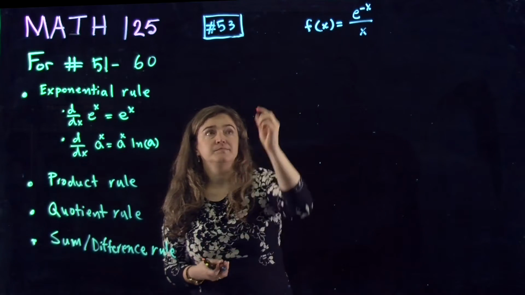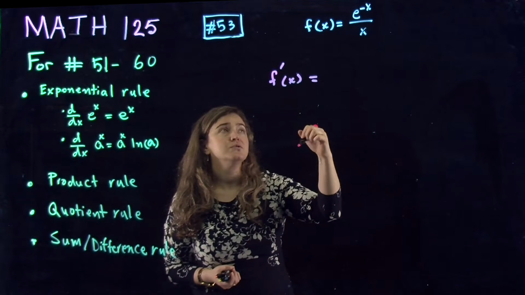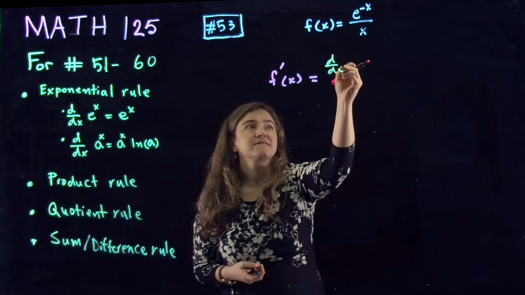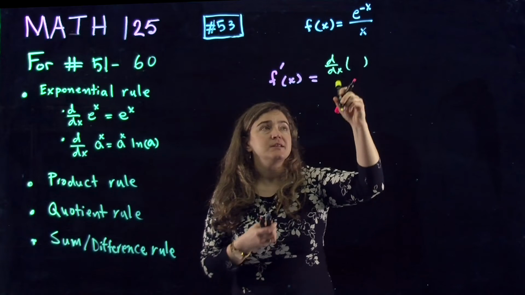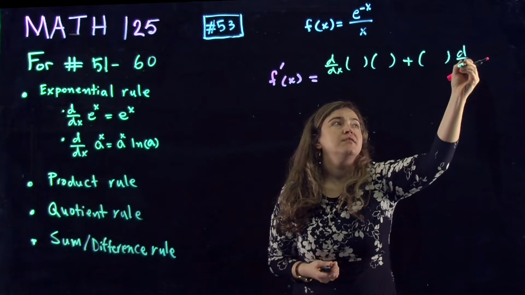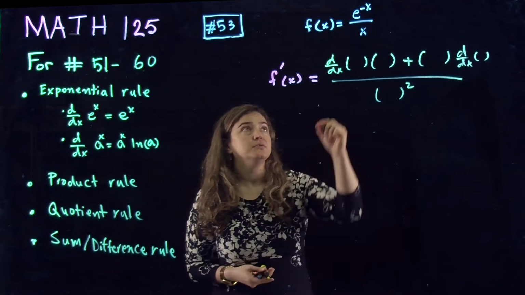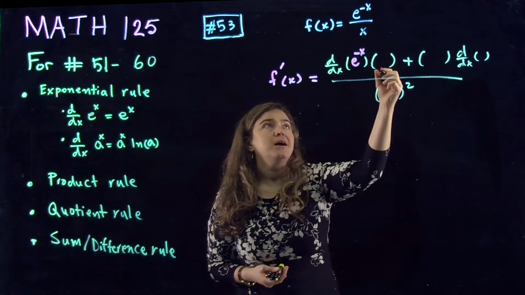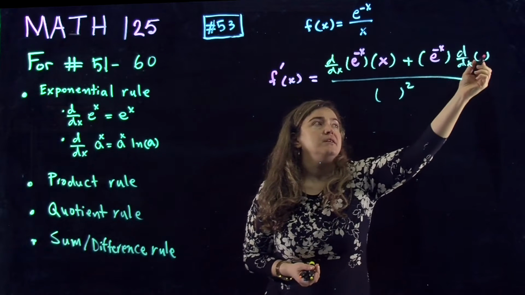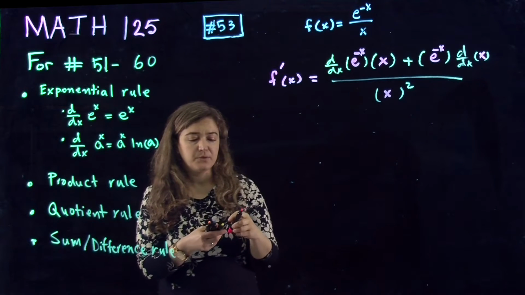Derivative of f of x is equal to derivative of the numerator times the denominator minus the numerator times derivative of the denominator, divided by the denominator to power 2. That is derivative of e to the power negative x times x, minus e to the power negative x times derivative of x, over x to power 2.